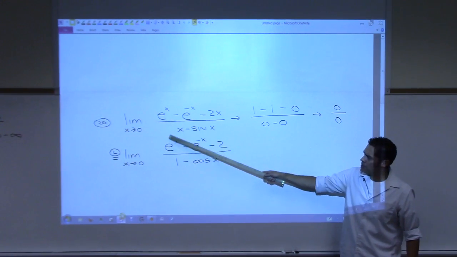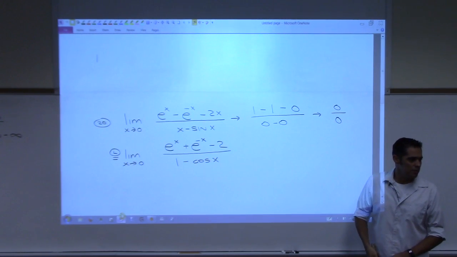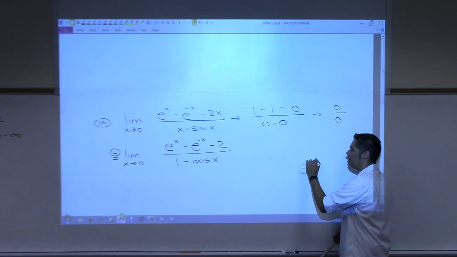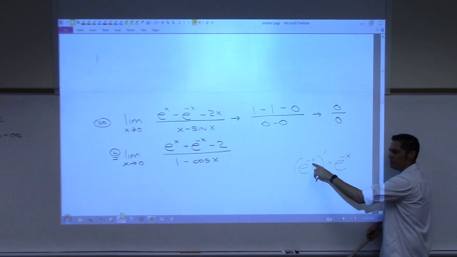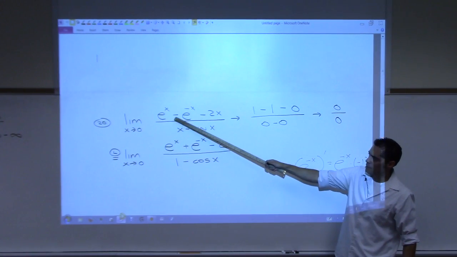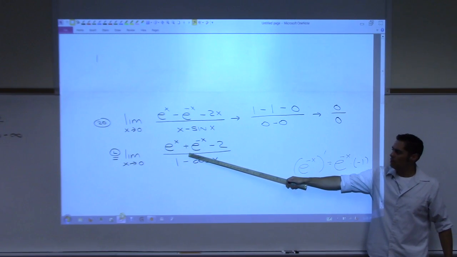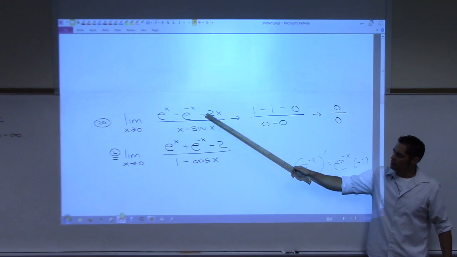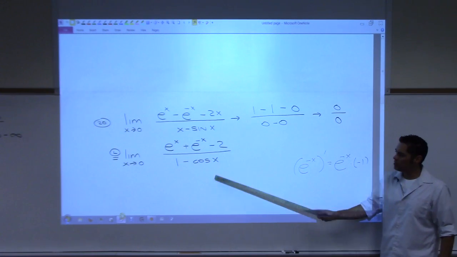Derivative of e to the x is itself. Derivative of e to the negative x, you have to pay attention to that one, don't you? Because you have e to the negative x. When you take the derivative, it's itself, but then you have to take the derivative of what's up here. The derivative of that is negative 1. But it was already being subtracted. So when you put the negative and the minus together, you get the plus. Do y'all see that? And then the derivative of negative 2x is just negative 2. On the bottom, I think that's pretty straightforward. Derivative of x is 1, derivative of sine is cosine.